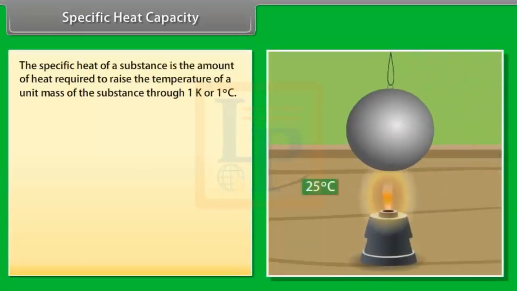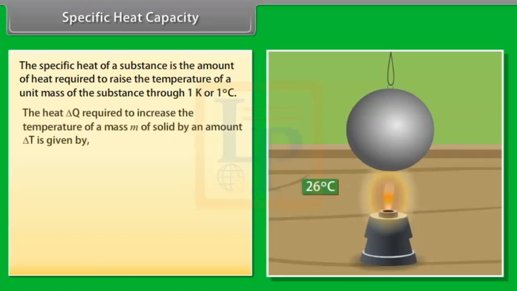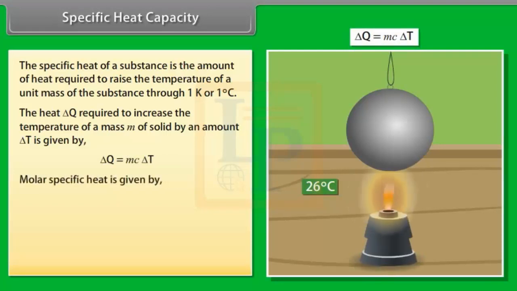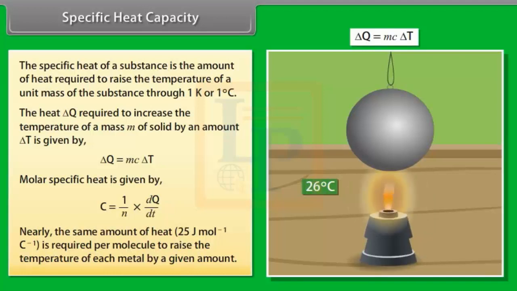Specific heat capacity. The specific heat of a substance is the amount of heat required to raise the temperature of a unit mass of the substance through 1 Kelvin or 1 degree Celsius. The heat delta Q required to increase the temperature of mass m of solid by an amount delta T is given by delta Q is equal to mc delta T. Molar specific heat is given by C is equal to 1 by N into dQ by dT. Nearly the same amount of heat, 25 joule mole inverse Celsius inverse, is required per molecule to raise the temperature of each metal by a given amount.